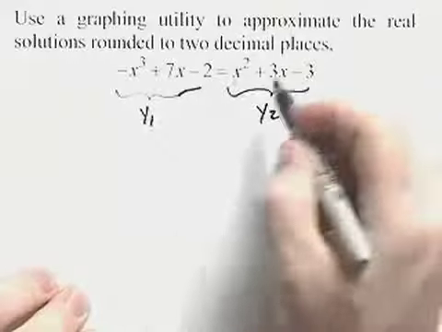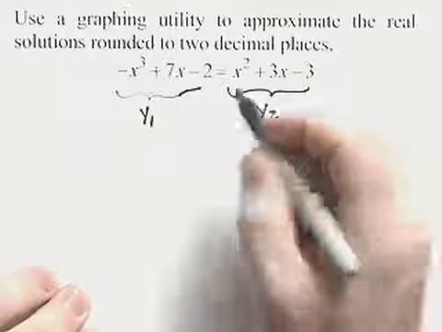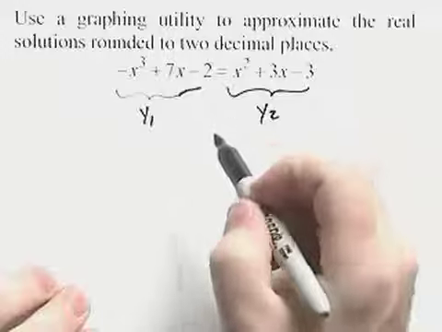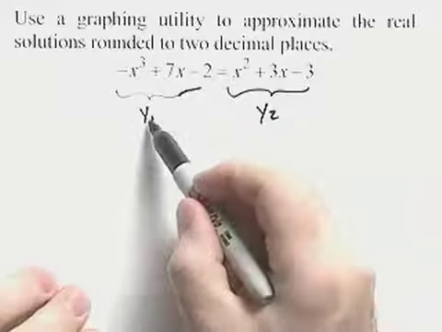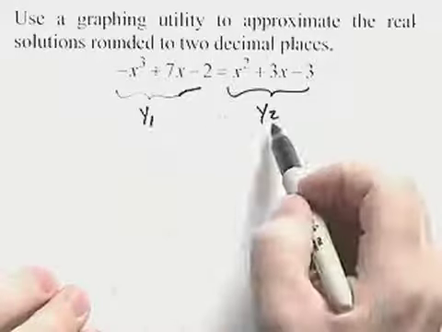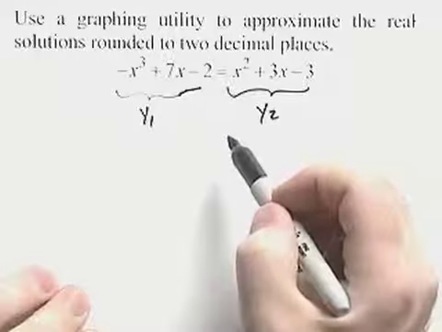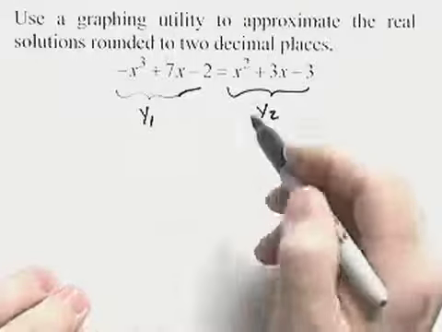Then we're going to find out where these two graphs cross. Since we find out where they cross, those are the points of intersection, and they'll have the same y values, and that's what we want. We want y1 to equal y2. So finding the points of intersection will get us our solutions.